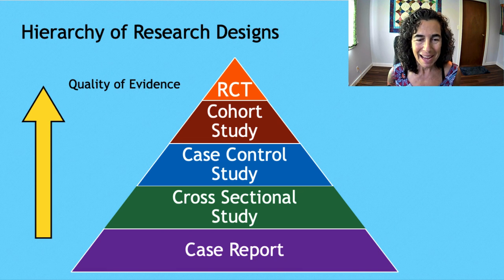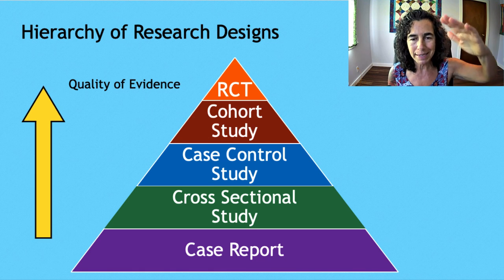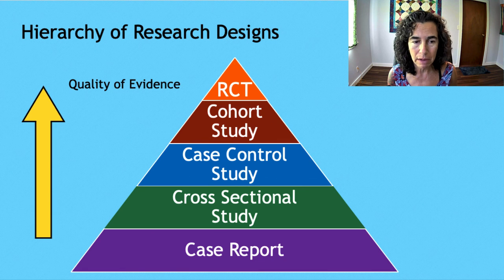Okay, cross-sectional study is next up in the green. And notice we're going down in hierarchy, right? And down in quality of evidence. A cross-sectional study is another type of observational study that analyzes data from a population or a subset of that population at one point in time, right? So we go, kunk, this is our snapshot.